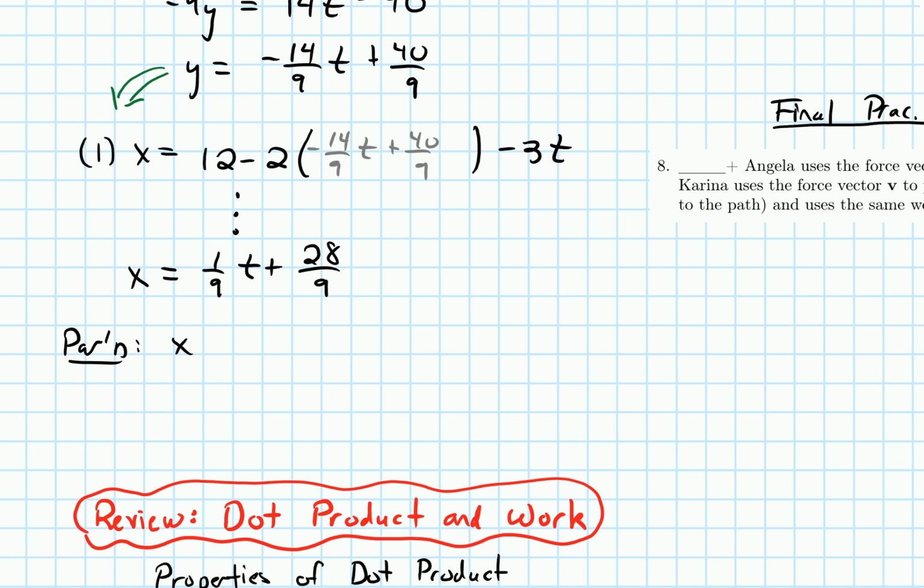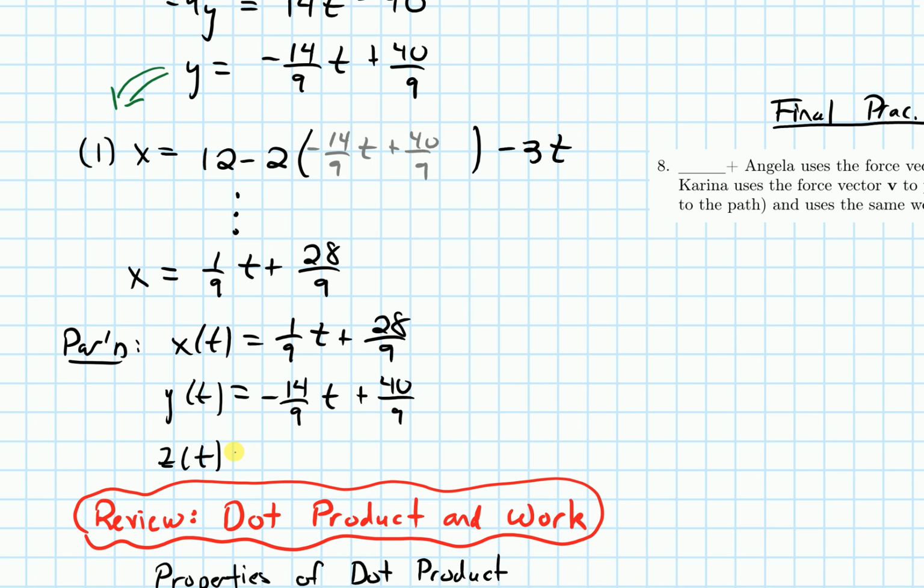So x of t equals 1 over 9t plus 28 over 9. Y of t was equal to negative 14 over 9t plus 40 over 9. And then z of t, remember we started this whole thing off in method 2 by letting z of t just be t. We let z be equal to t. And because we're parameterizing this whole line, we need t to take on all real values. So t can be any real number here. And that's my parameterization, doing it the second way.